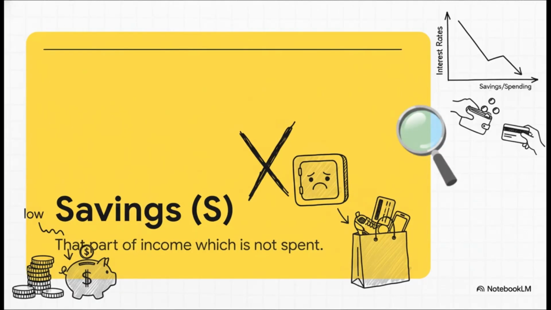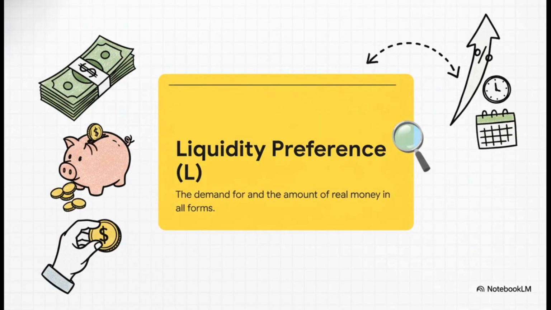And the S, well, that stands for savings. Pretty straightforward, right? It's just the part of your income that you don't spend. The connection to interest rates is just as crucial here. Think about it. If interest rates are super low, what's the point of sticking your money in a savings account? You're barely earning anything. The incentive is to go out and spend it. So low rates tend to mean lower savings. Okay, that's the IS side.